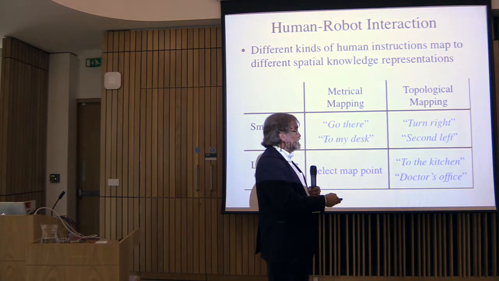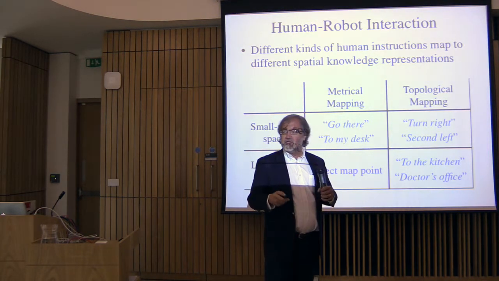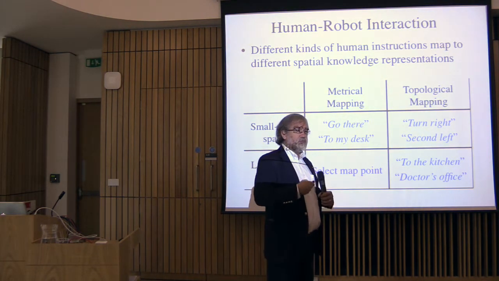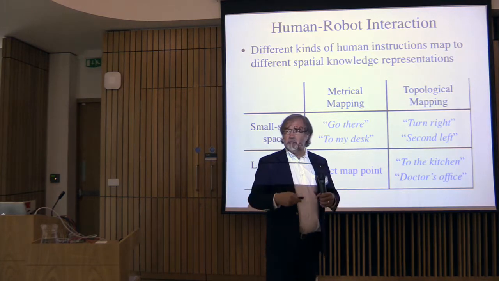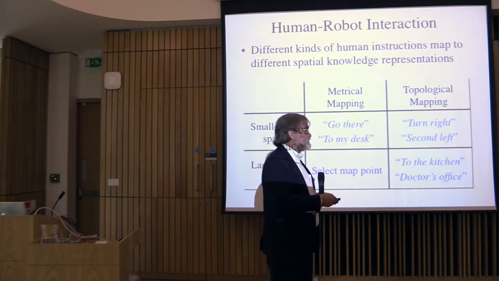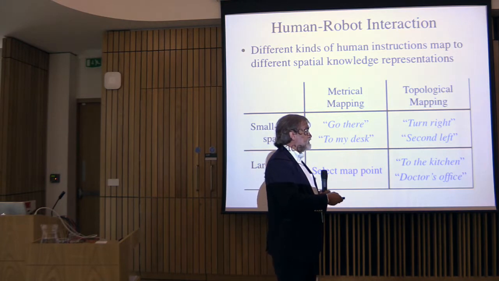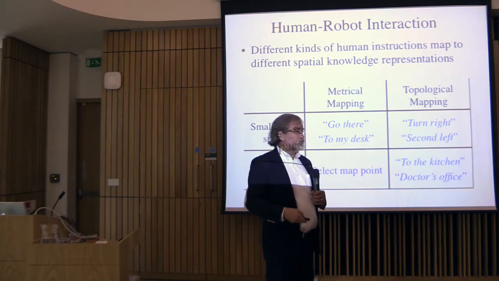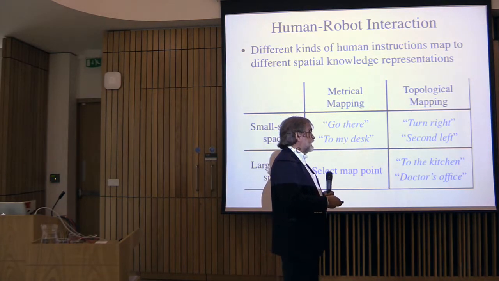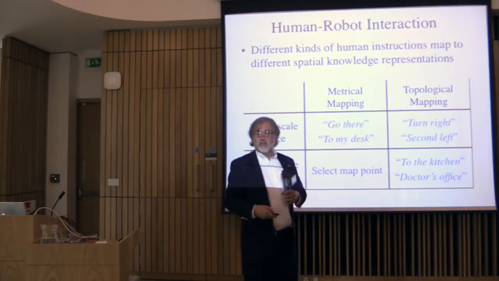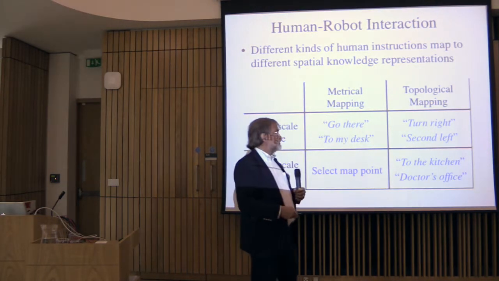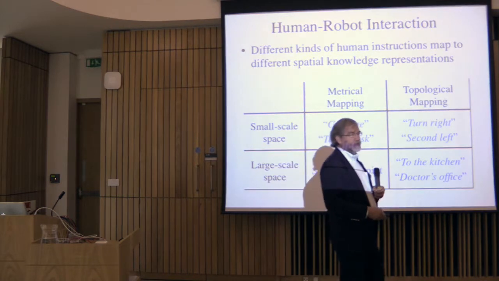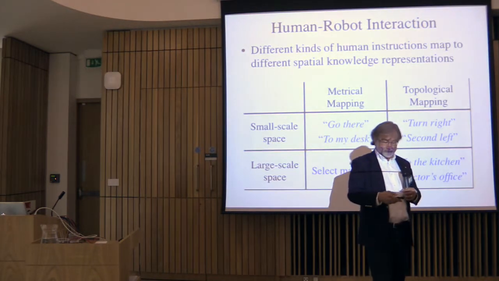In the global topological map, I can have named locations, and if the speaker and the robot both understand the same locations, then you can specify things like take me to the kitchen or take me to the doctor's office. And on a large-scale metrical map, perhaps you can point to a point on the map and tell the robot to go there.